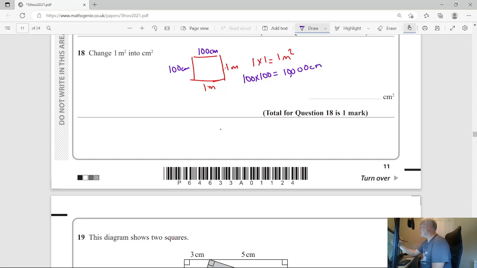10,000 centimeters squared. The most common thing is they get to 1 meter squared and they say that's 100 centimeters squared. It is not 100 centimeters squared. You've got to times it by 100 on this side and 100 on this side to turn it into centimeters squared.